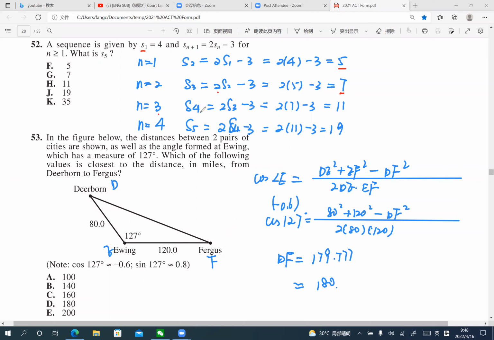When n equals 3, S4 equals 2 times S3 minus 3. And S3 is 7, so it equals 2 times 7 minus 3. So 2 times 7 is 14. 14 minus 3 is 11.